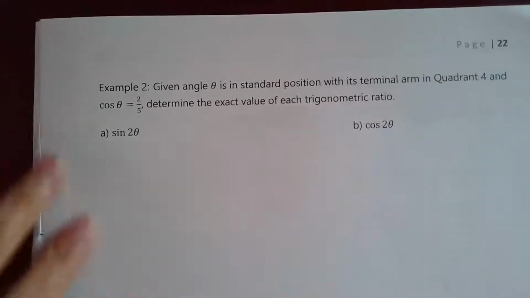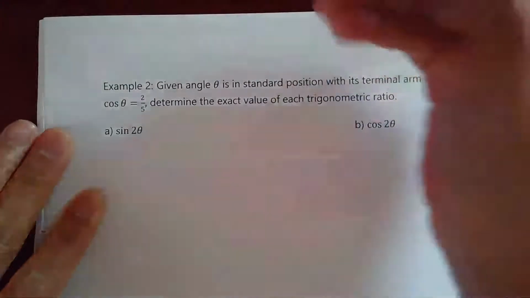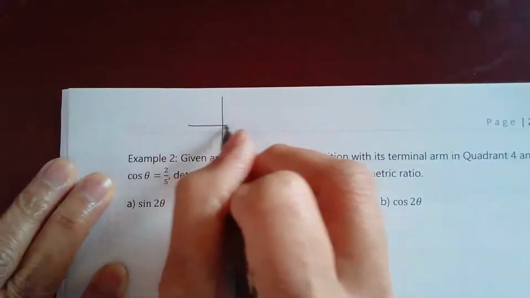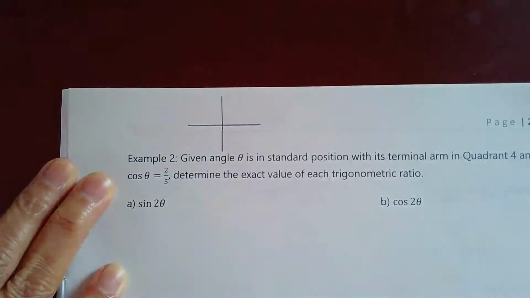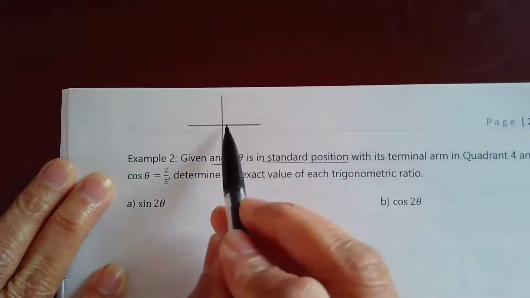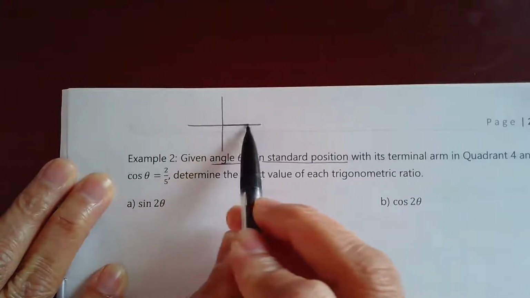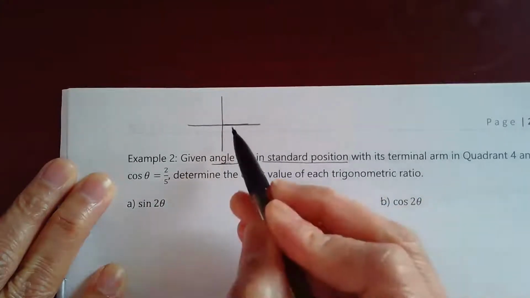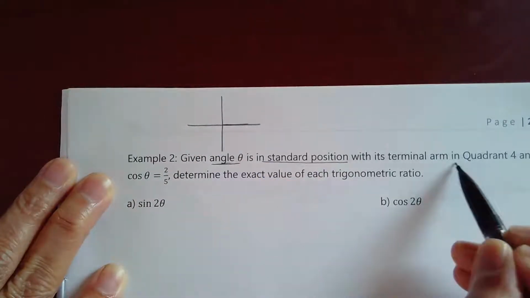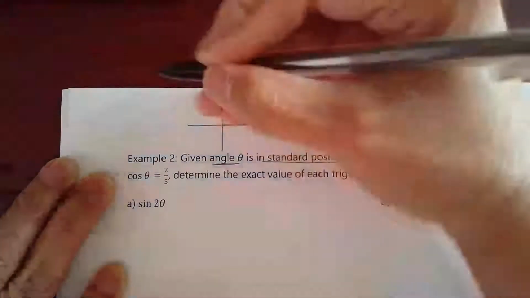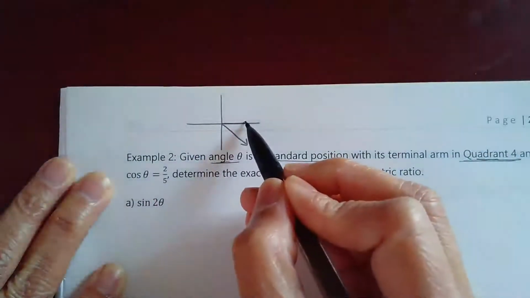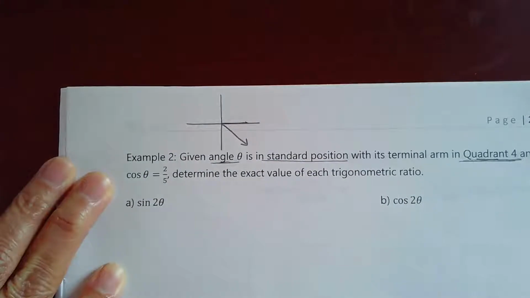Let's draw the picture out. I'm going to draw it up here so I have extra room. So, angle in standard position. Standard position means the initial arm starts on the positive x-axis and rotates counterclockwise, and it finishes up in quadrant 4. We don't know how far it is, but it's in quadrant 4.